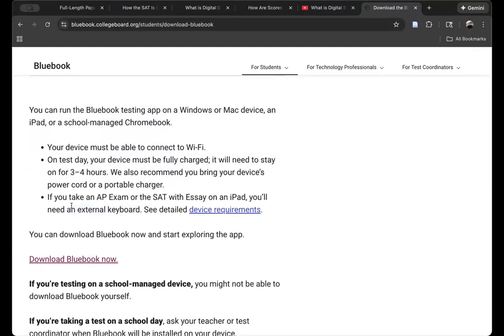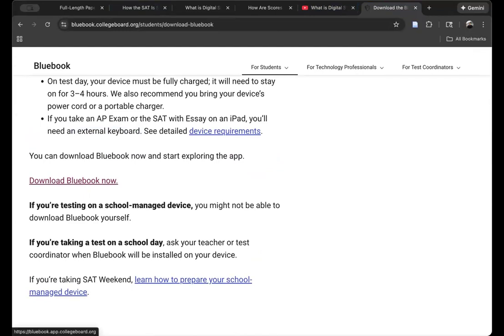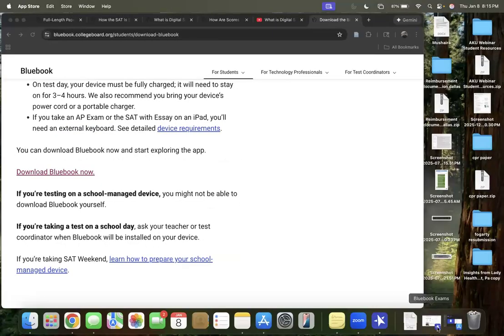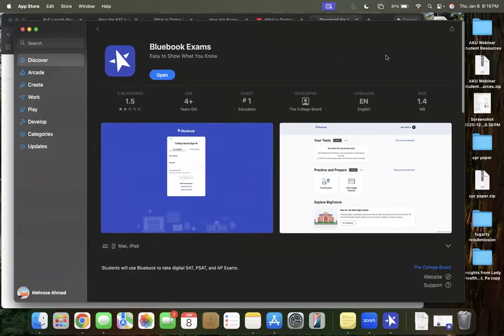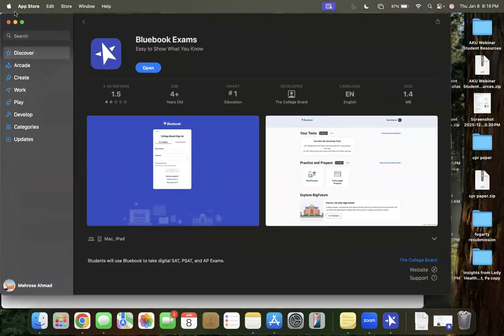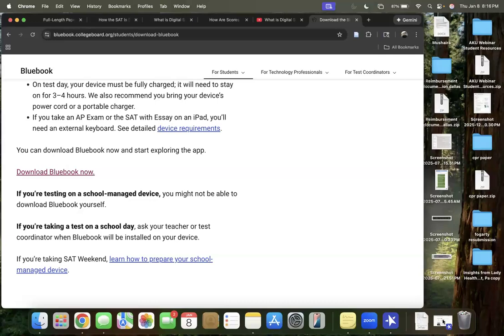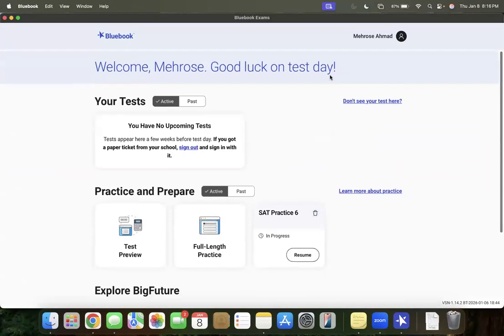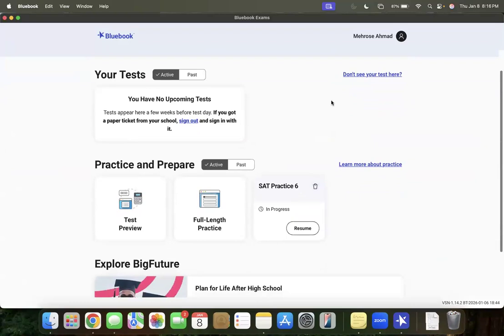You may also need a keyboard. The Blue Book app is available through the App Store. So I'm actually going to start now sharing my entire screen. So it's available through the App Store. I was able to find the Blue Book app and I downloaded it. And this is what the app looks like. So you need to enter in your information and you have the ability to do practice tests.